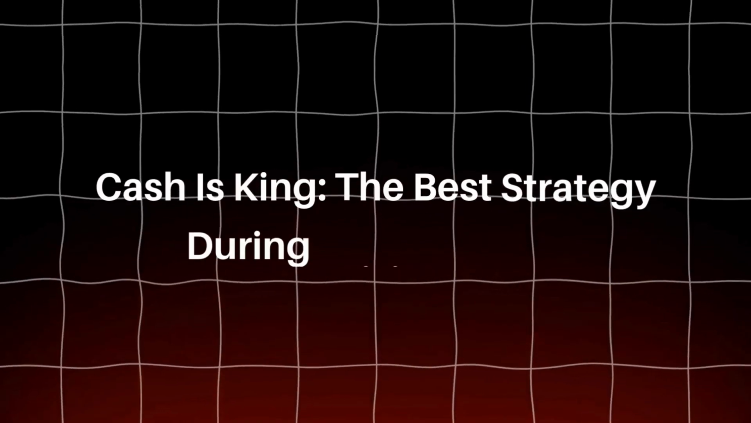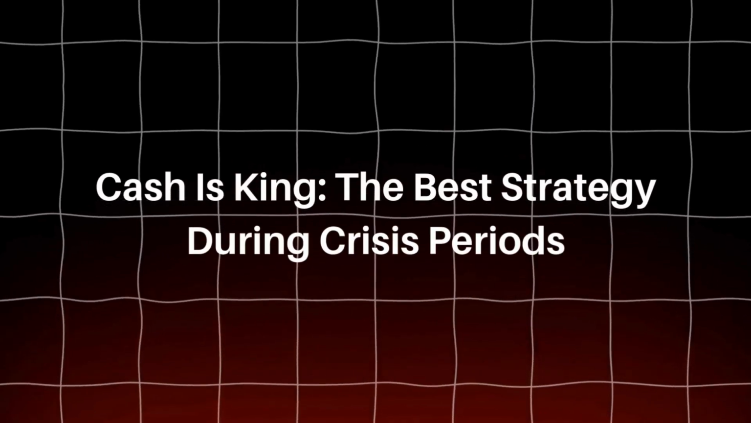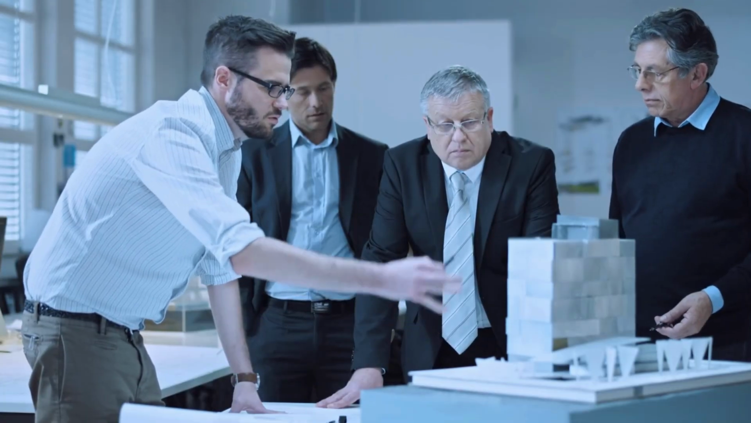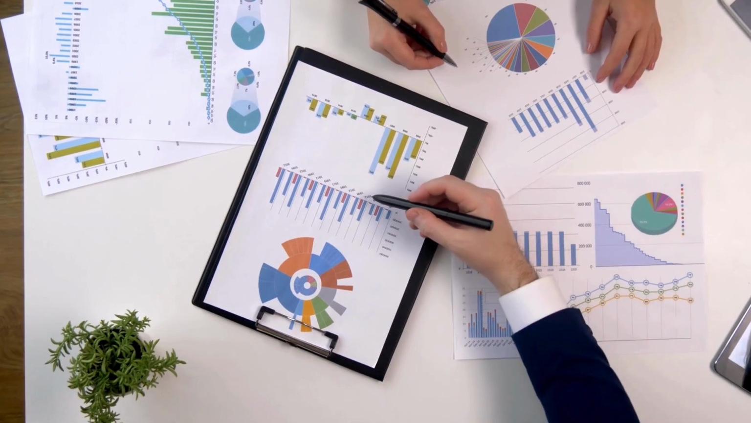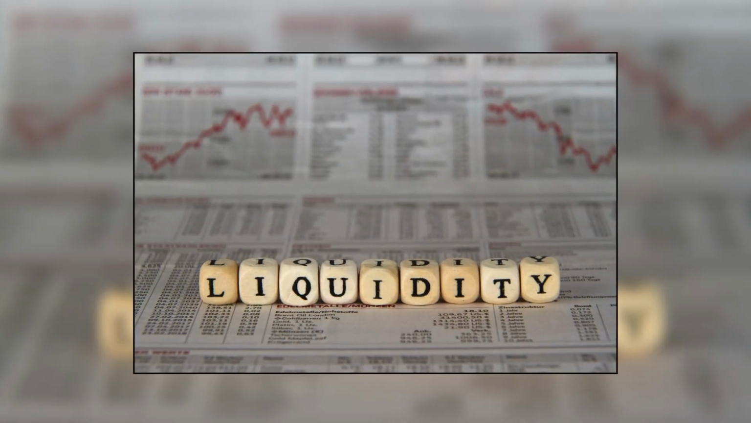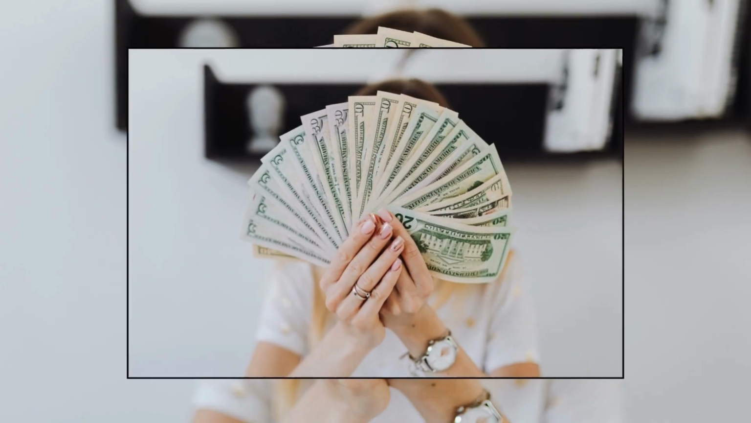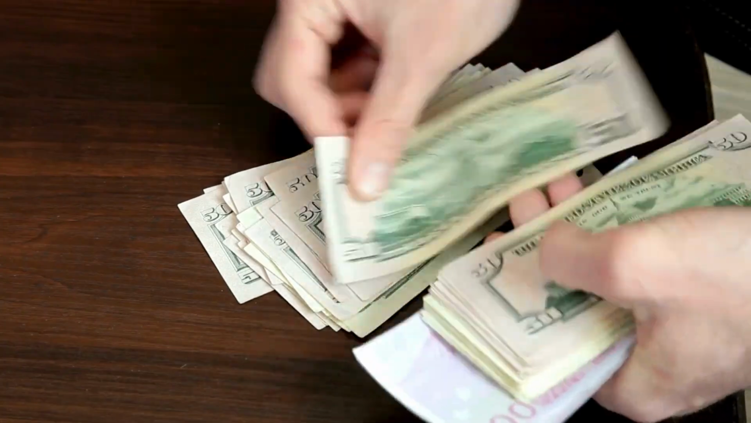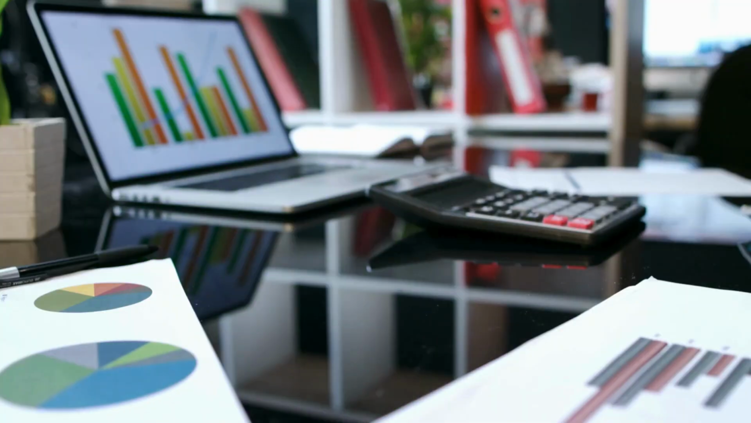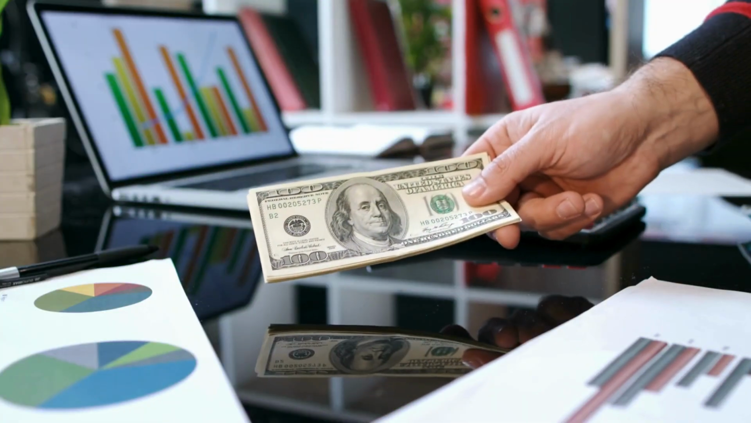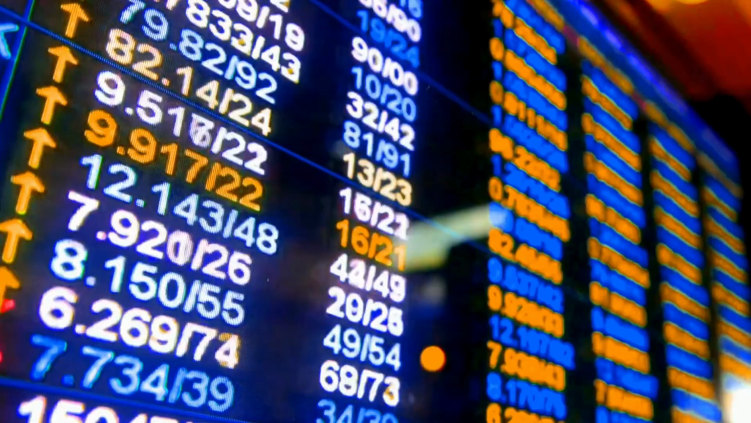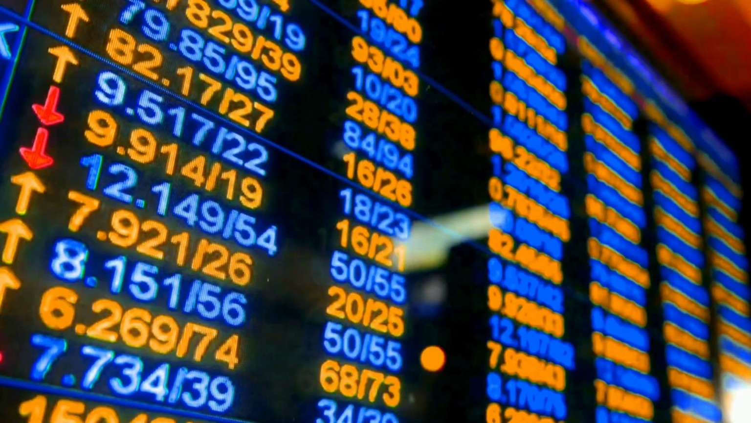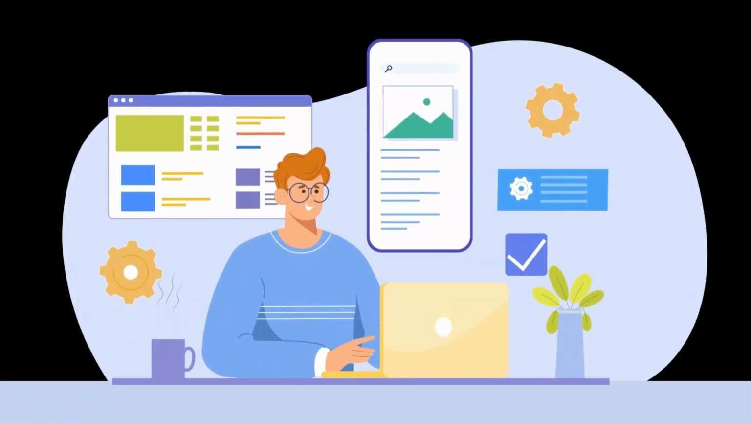Cash is king, the best strategy during crisis periods. What does this mean for investors? In times of economic uncertainty and after the first rate cut in a high-interest environment, it's crucial to build liquidity, or cash. Cash not only provides safety in turbulent times, but also allows investors to seize opportunities when the markets hit their lowest point. It's important to understand that the best investment opportunities often arise when markets have fallen the most, during the so-called capitulation phase.